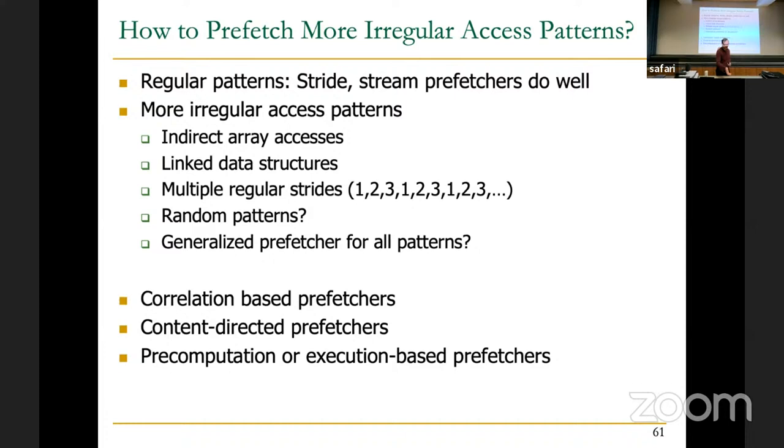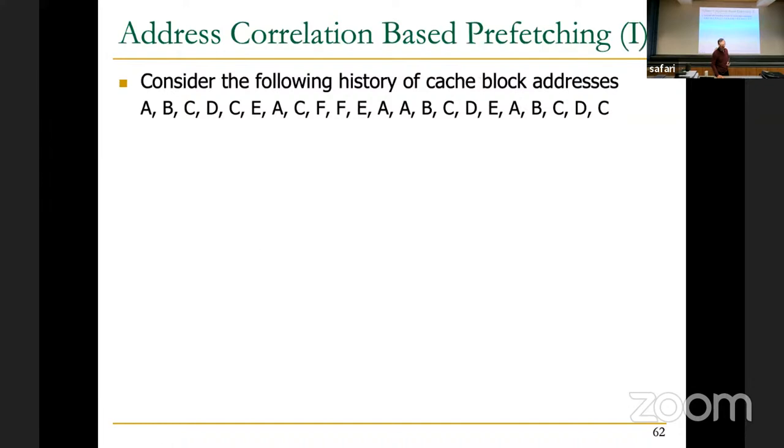That's what we're going to talk about now, actually. How do you detect more irregular access patterns? So for regular patterns, stream prefetchers or locality-based prefetchers do well. But where they fail is really these irregular access patterns: indirect array accesses, linked data structures. I mean, we kind of discussed multiple regular strides, so that should actually be classified earlier, not as random patterns. So we're going to talk about some prefetchers: correlation-based prefetchers, content-directed prefetchers, and pre-computation or execution-based prefetchers. As I said, there's a lot of room for creativity over here.